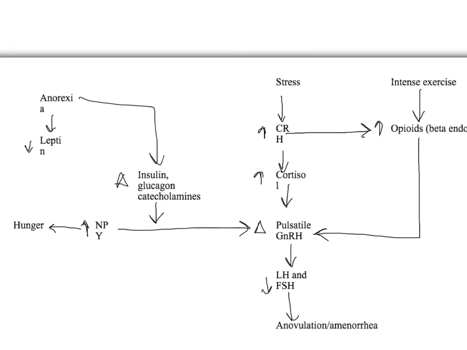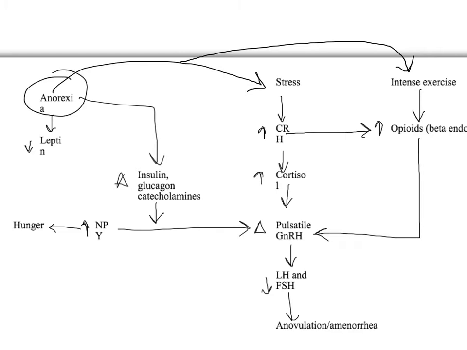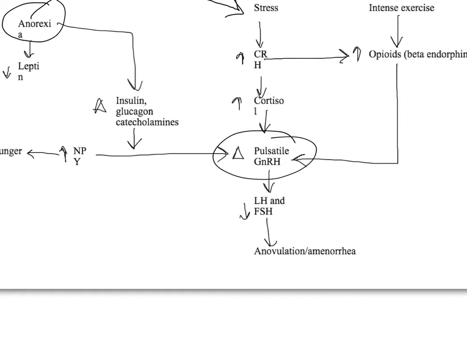And here's the thing, whenever you have anorexia, studies have shown that anorexia increases stress, and it also has been shown that people who have anorexia will tend to over-exercise to maintain their figure or their weight. And so with anorexia, you get a triple combo of all 3 of these things acting in concert to change the pulsatile gonadotropin releasing hormone, and with that you're going to have anovulation and amenorrhea.